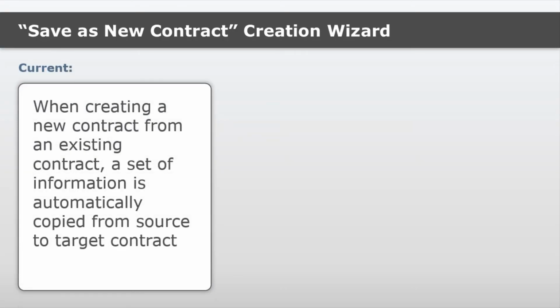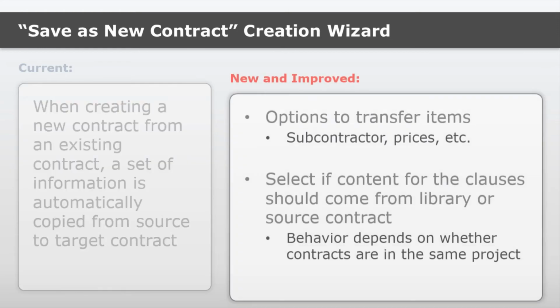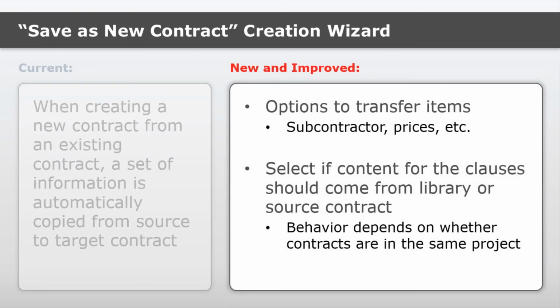Currently, a set of information is automatically copied from the source contract to the target contract. Only a few fields can be changed when creating a new contract. Now, users have the option to transfer items, like subcontractor, prices, attachments, etc. They can also decide if the content for the clause should come from the library or from the source contract. The behavior differs slightly if the two contracts are in the same project or not.